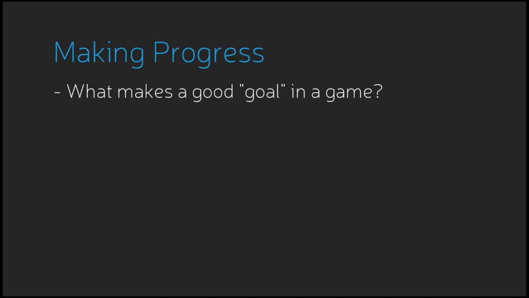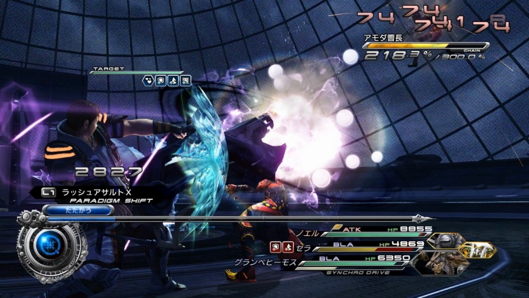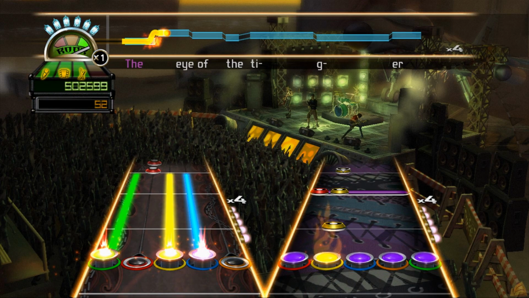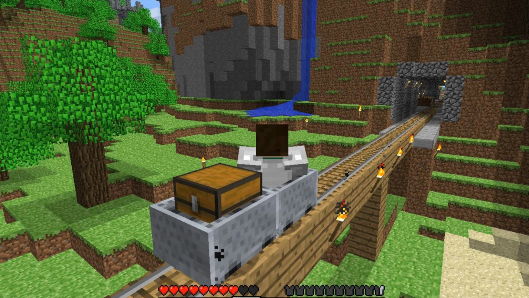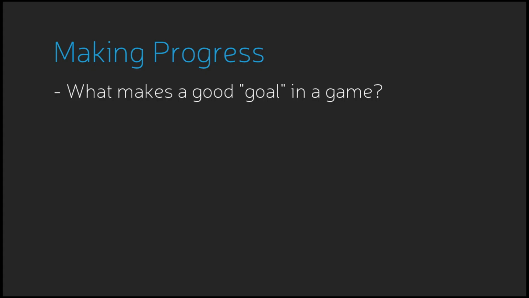For example, what are some qualities that make a good goal in a game? The best we can currently say is, it depends. Obviously, the qualities of a good goal for something like Final Fantasy are going to be dramatically different than they would be for something like Guitar Hero, let alone things like Minecraft that don't even have clear prescribed goals. Most people realize that, of course, so instead, genres are the way we tend to typically break things up.